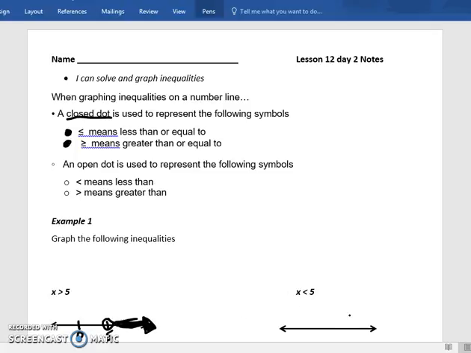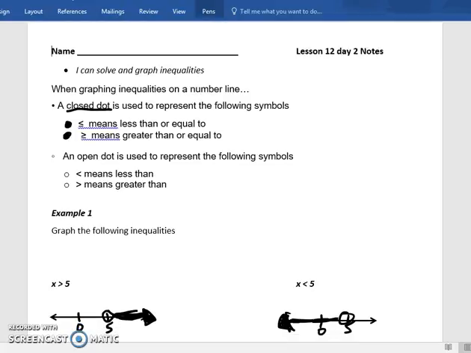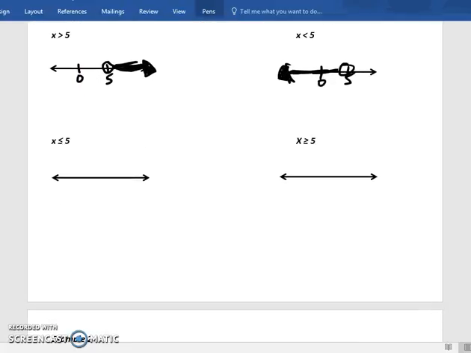So we want to graph x is less than 5. Again, we like the 0 just as an indicator. There's your 5, less than, so we're open circle. All right, and then we are shading to the left because we want all numbers that are less than 5. Sorry, my shading's kind of bad there. That would be to the left.